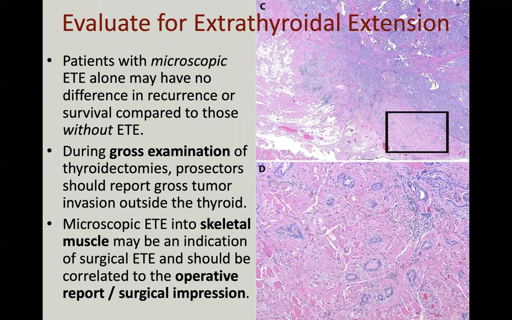And when you are looking at the thyroid grossly, you want to look for skeletal muscle at the edge. You want to look for fat at the edge. You want to see if there's any potential gross invasion on our cut sections into skeletal muscle and document that in the report.